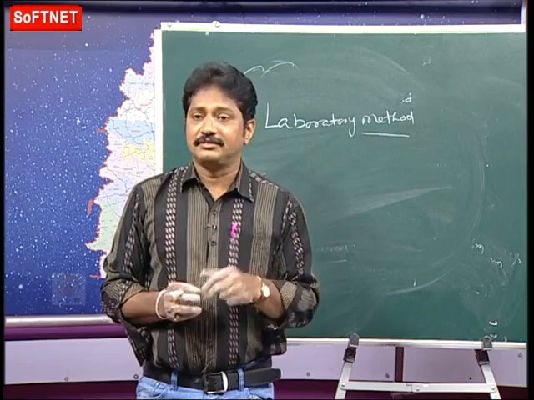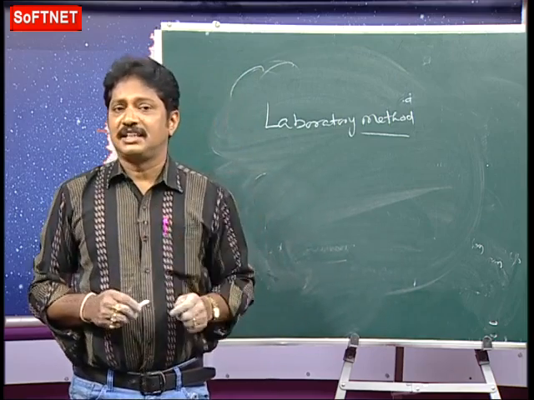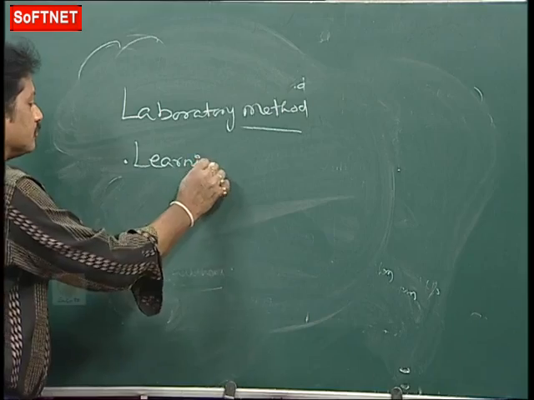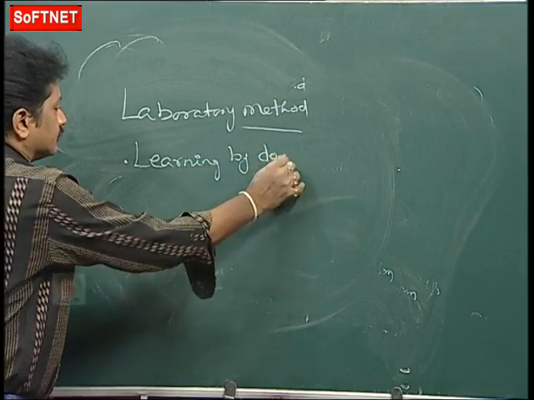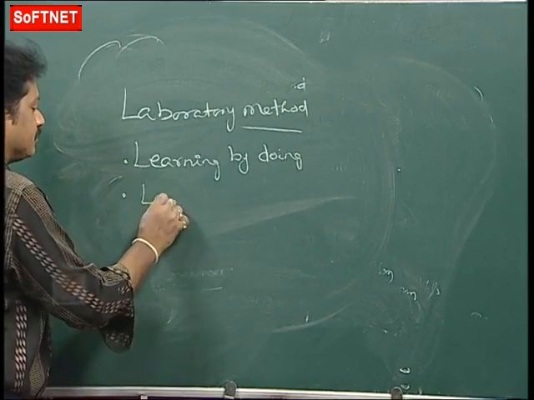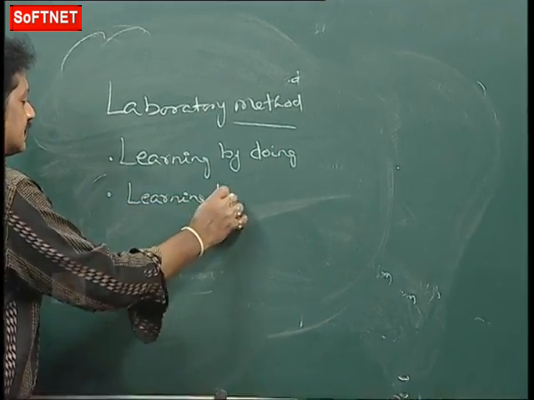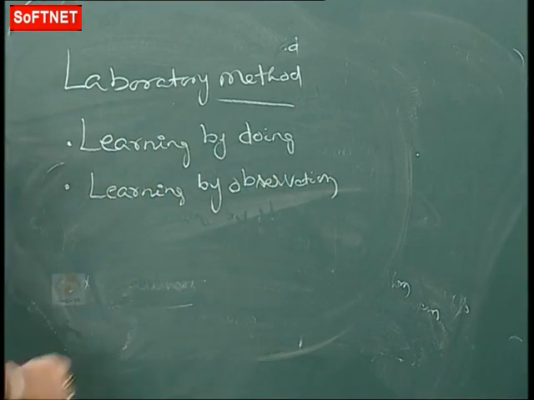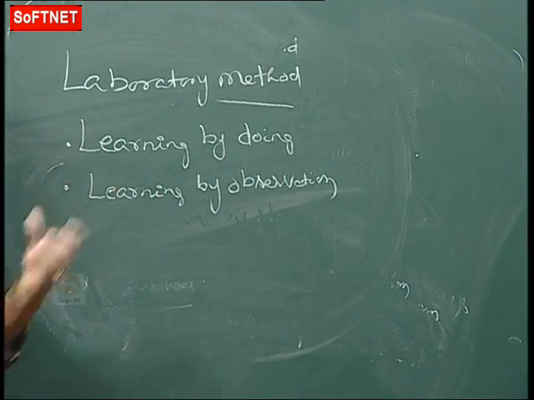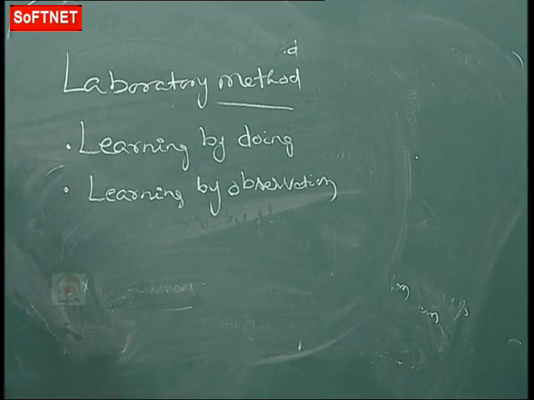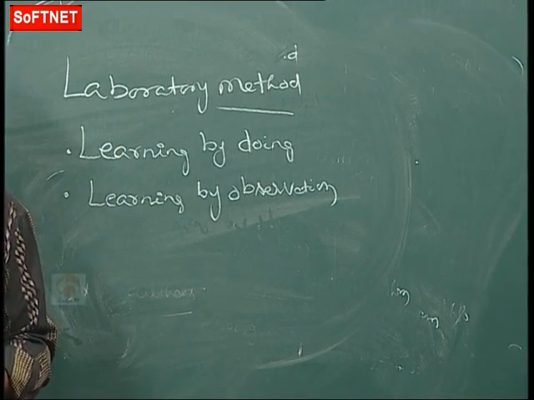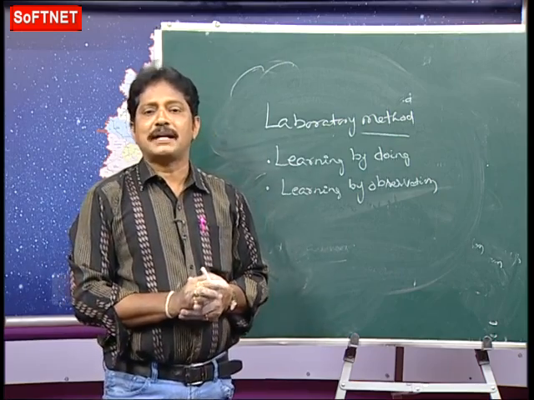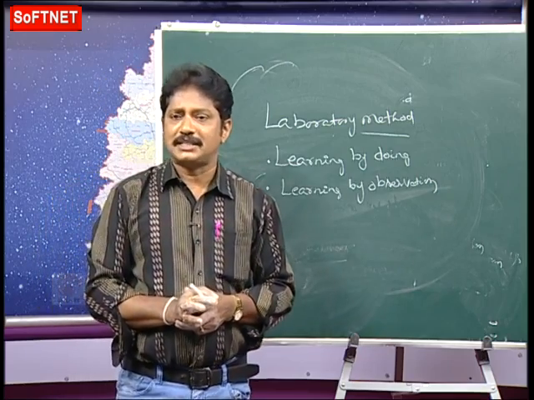The objective of this laboratory method is learning by doing and learning by observing. These are the two important objectives of this laboratory method. One is learning by doing. The second one is learning by observation. Clear? Okay. So every school should have a mathematical lab.